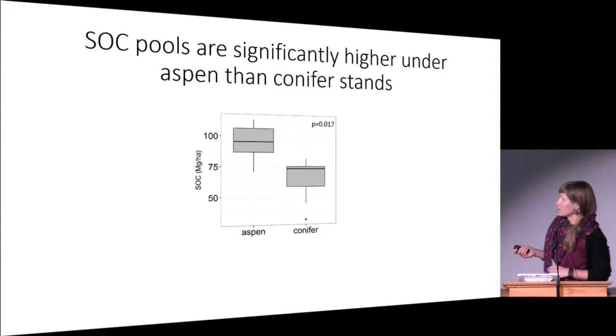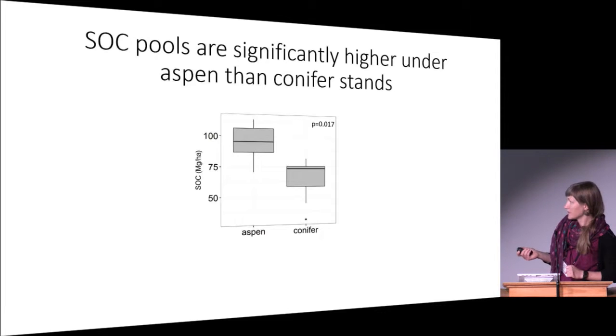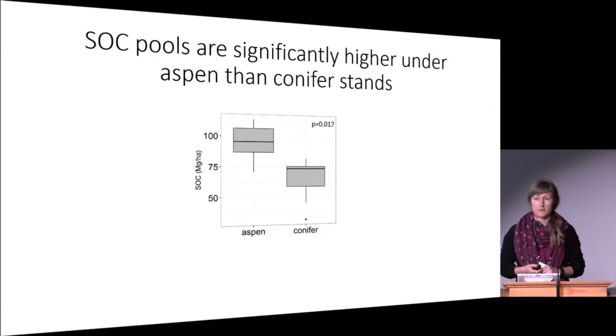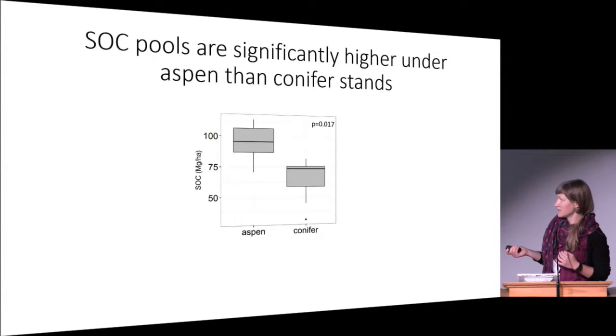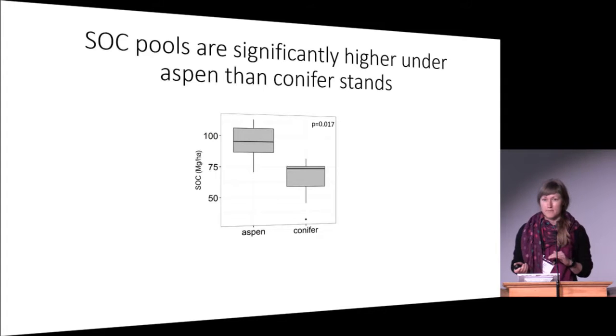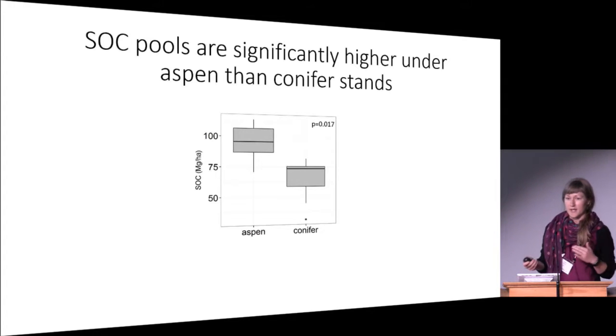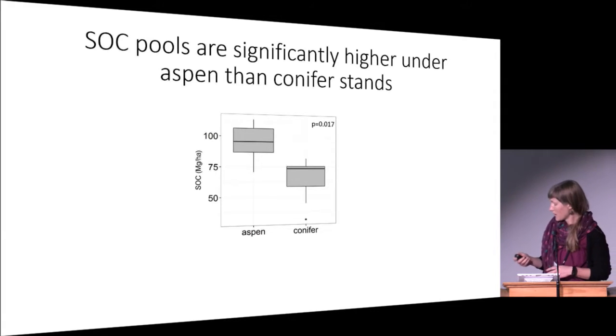So coming back to the mineral soil organic carbon, this was the graph showing that aspen have more soil organic carbon in the mineral soil compared to conifers. These are data from Utah. We're still not sure whether that's true for all aspen-conifer comparisons in North America, and we're actually working with some researchers in Canada on a synthesis paper to look into that.